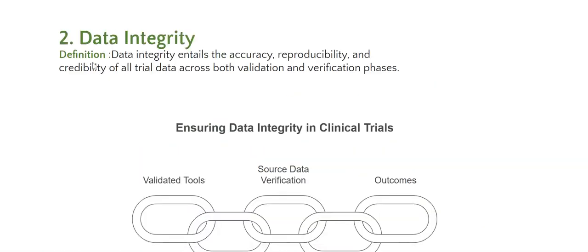Data integrity. The definition here: data integrity entails the accuracy, reproducibility, and credibility of all trial data across both validation and verification phases. Here is a summarized diagram on ensuring data integrity in clinical trials, starting from left to right: validated tools, cross-site reproducibility, source data verification, challenges, and then outcomes.